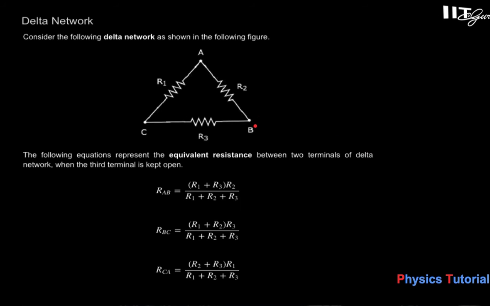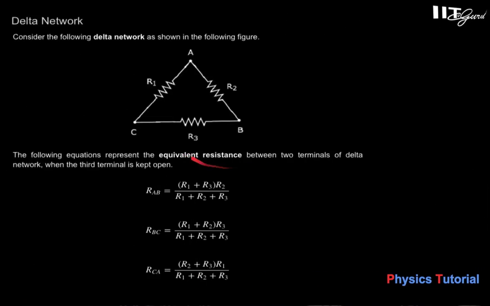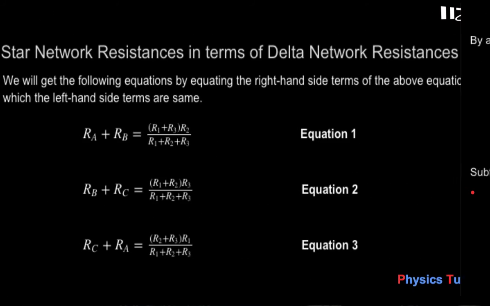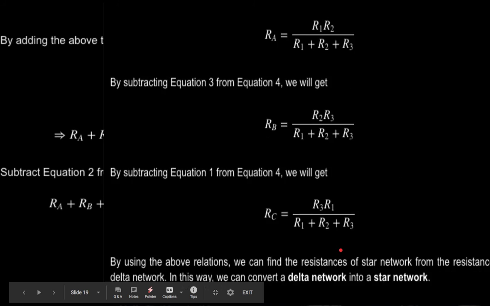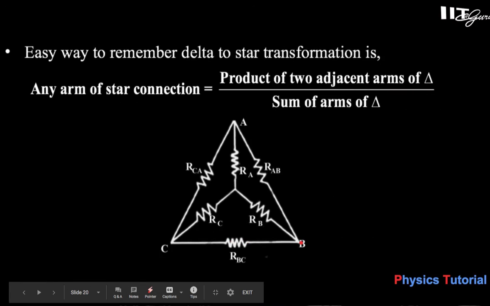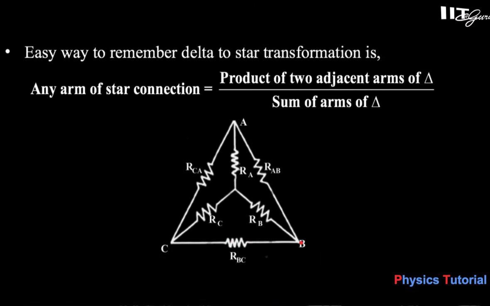And if you have to find RB, RB means connected with point B, then you have to multiply R2, R3 and then divide by R1 plus R2 plus R3. Similarly, from C, it is passing R1, R3, so you have to multiply R1, R3 and divide by R1 plus R2 plus R3. See here, RC is equal to R1 R3 upon R1 plus R2 plus R3. So in this way you can keep it in memory. The easy way to remember delta to star transformation is: any arm of a star connection is equal to the product of two adjacent arms of delta divided by the sum of arms of delta.